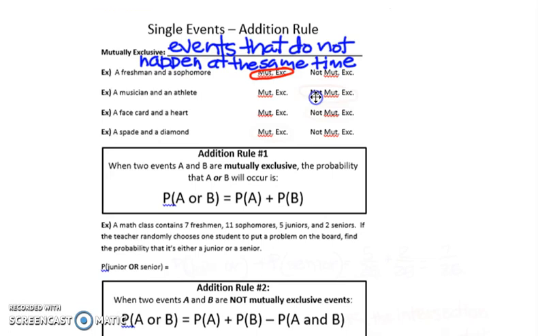Then we have a face card and a heart. You can be both a face card and a heart. A heart is a suit, and all the face cards exist in that suit, so that is not mutually exclusive. And then finally, a spade and a diamond. These are both suits. You cannot be both a spade and a diamond, or you can't have both a spade and a diamond, so that is mutually exclusive.